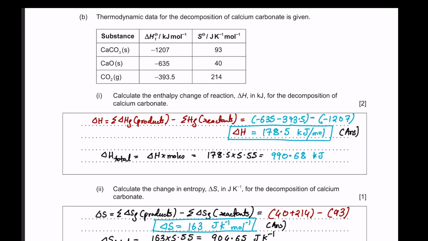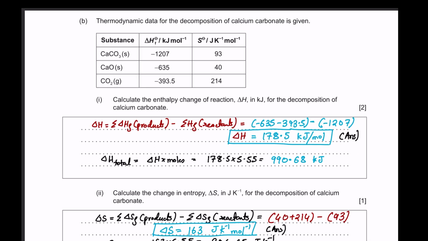Now we need to find the enthalpy change for the reaction. So we have to multiply delta H with the total number of moles. This is the delta H total, the total enthalpy of this reaction, or how much heat will be generated or absorbed. In this case, it is absorbed because delta H is positive. So we multiply 178.5 with the moles of CaCO3, and we get 990.68 kilojoules as our final answer.